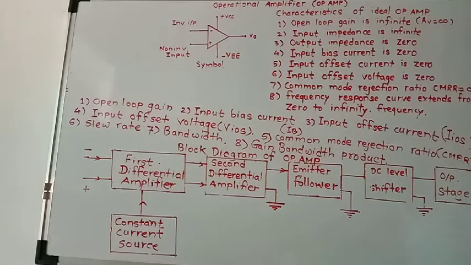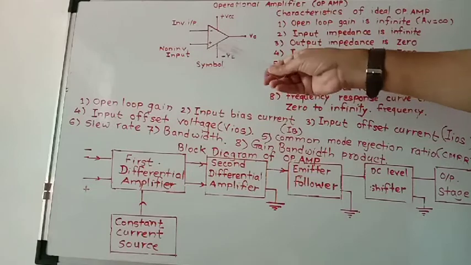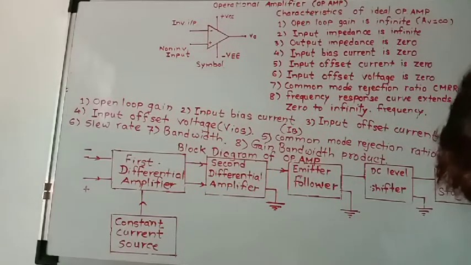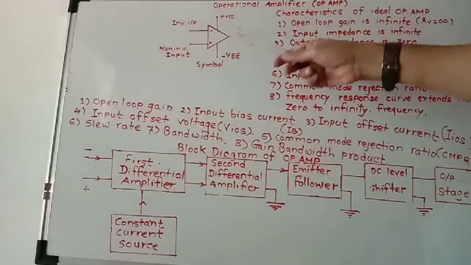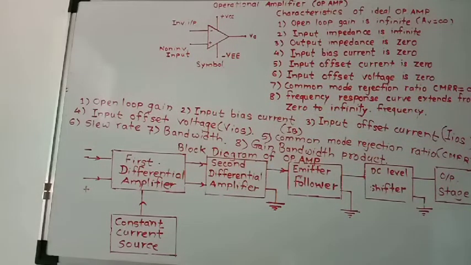It has two inputs, inverting and non-inverting. The negative sign indicates inverting input and the plus sign indicates non-inverting input. The first stage in an operational amplifier is a differential amplifier. Op amp is basically a differential amplifier.